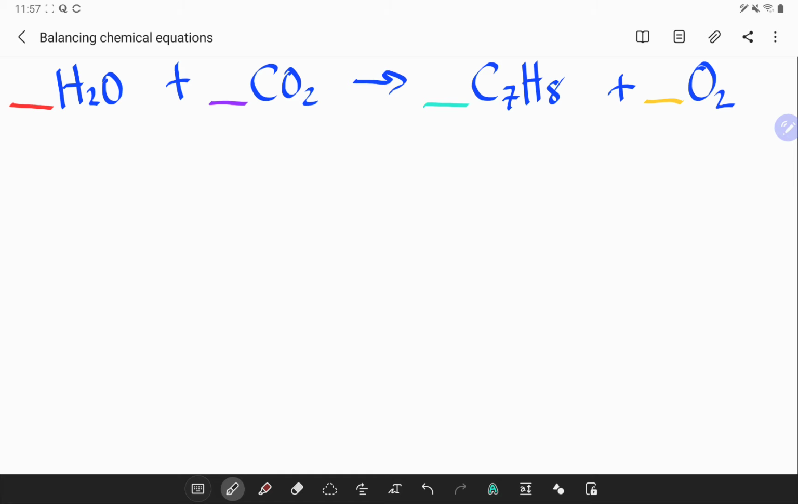You don't ever have to balance things in a certain order. As long as you get the same number of elements on both sides of the equation, you get the right answer. But balancing the chemical equations in a certain order is just going to help turn a really hard problem into a lot easier of a problem. So that's what we're going to practice today.